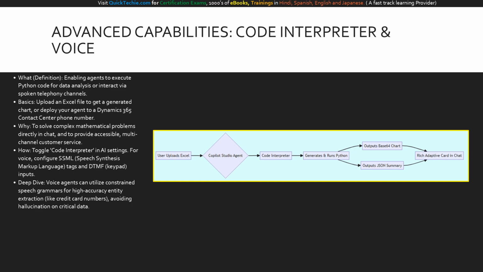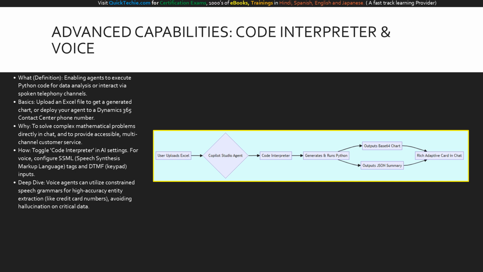This flow highlights the incredible power of the Code Interpreter tool. A user uploads an Excel file containing thousands of rows of sales data. The Copilot Studio agent recognizes the analytical intent and routes the data to the Code Interpreter. Inside this secure sandbox, the system generates and runs Python code specifically written to answer the user's question.